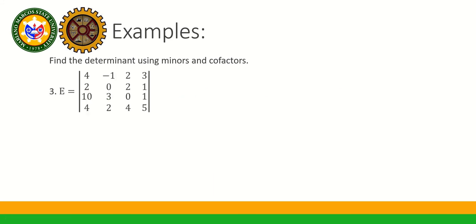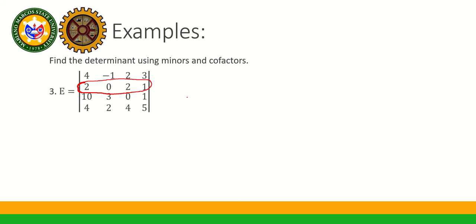Now, let's try example number 3, using minors and cofactors pa din. Kasi kung gagamitin mo si diagonal scheme method, medyo mahirap siya. Kailangan mo munang i-reduce into a 3 by 3 matrix before you can get the determinants. Okay? So, for this one, select natin si second row na lang. Since 2021 naman ngayon. Char.